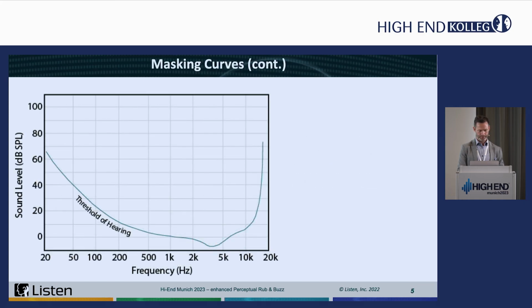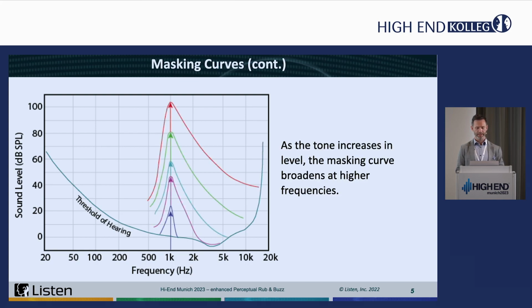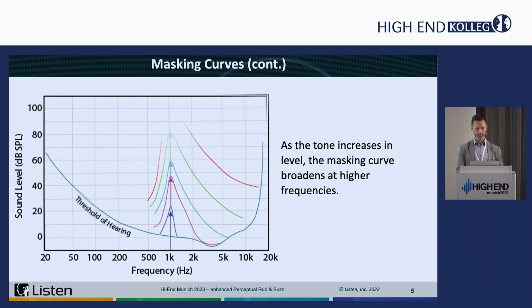So as the level increases, these masking curves actually get broader. So there's less frequency discrimination at higher levels. And we also hear less frequency discrimination at lower frequencies, below 1 kilohertz. This is really important for looking at harmonic distortion.